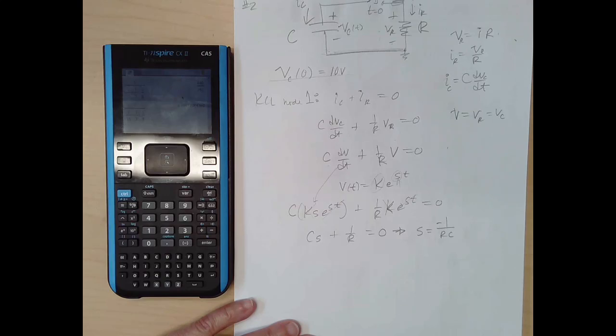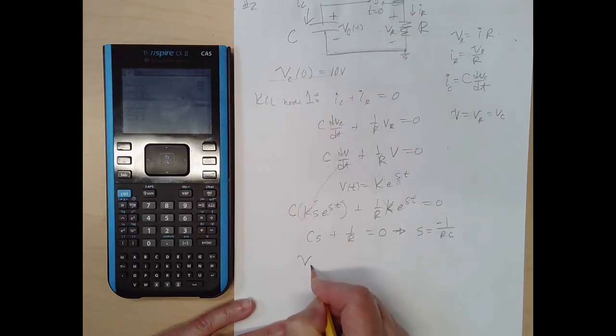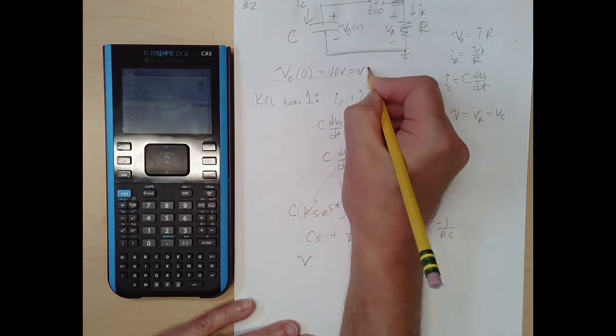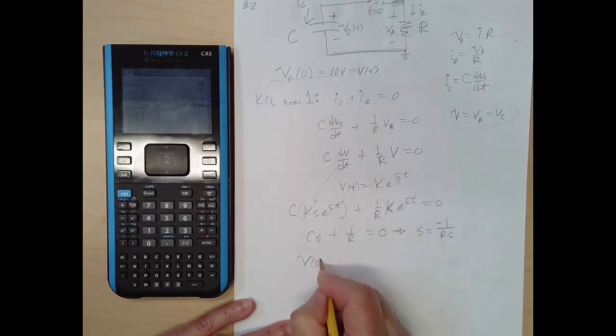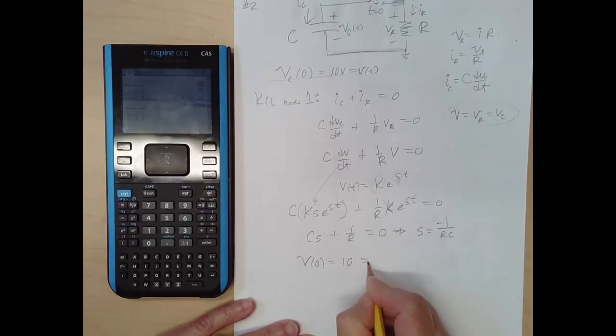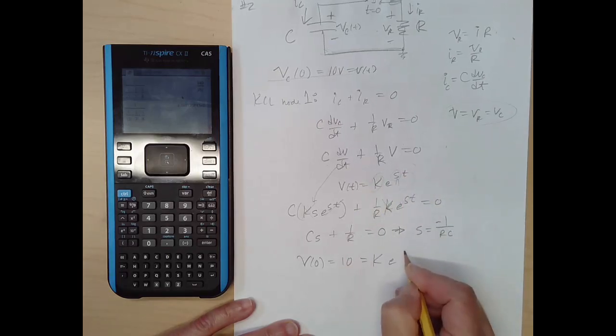Let's use our initial condition. Let's say we know that V sub C is also what we call V, from here. And so V at 0 is 10, which is equal to, just plug in 0 here, k e to the s times 0.